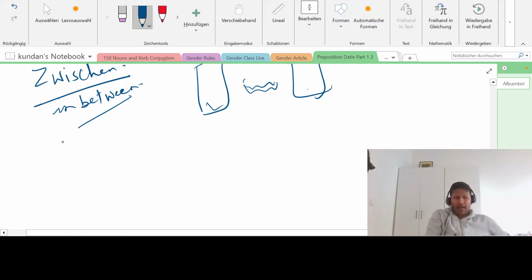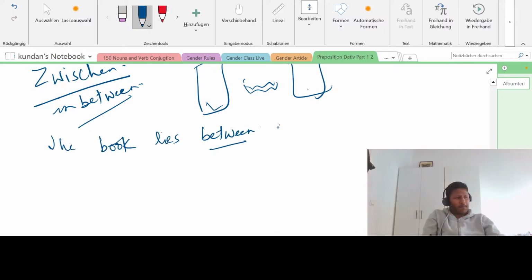I will say the book lies between two almiras, or between, you can say, pillows, for example. Between pillows. What is this? Anyone knows? Pillows, Kissen, right?